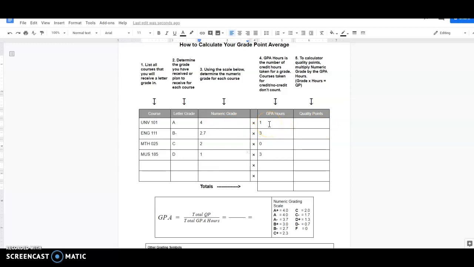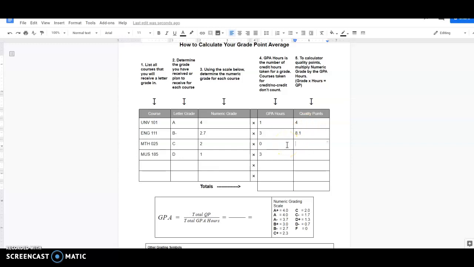So the number of GPA hours, right? So for UNV 101, that's 1. So that gives me 4 quality points. And in English 111, I have a B minus, and that's a 3 credit hour course. So 2.7 times 3 is 8.1, and I'll just pretend like I can do that in my head, but actually I can't. The next one's pretty interesting, all right?